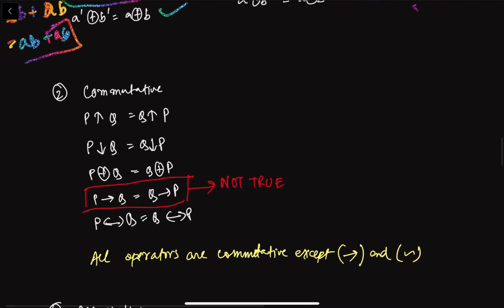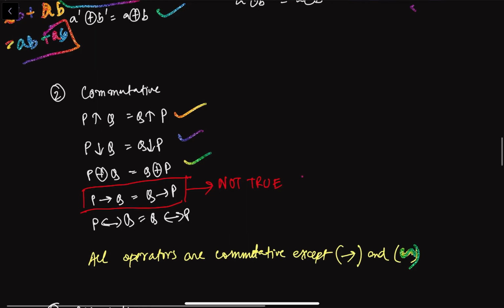Let's check the commutative property. All operators are commutative except implication and the not sign, because it's intuitive that the not sign cannot have any complement. These things we can prove with the basic operators. Why is it not true? Because P implies Q means P complement plus Q. Similarly, Q implies P means Q complement plus P, which is not equal, hence it's not true. The rest of the things are true and can be proven.